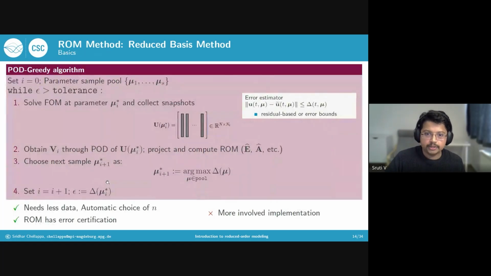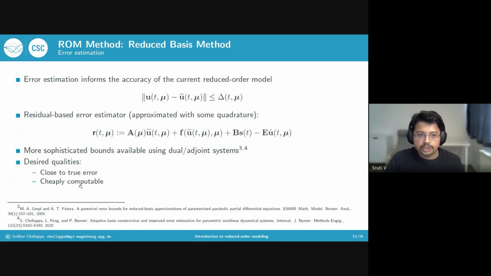That is crucial because at each iteration of your reduced basis algorithm, this error estimator needs to be evaluated multiple times, so for as many parameters as you have in your sampling set. Therefore, it's crucial that it's computationally cheap to evaluate. That was a bit about the error estimators.